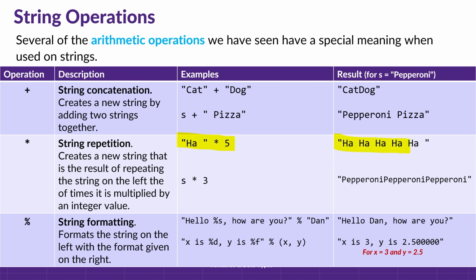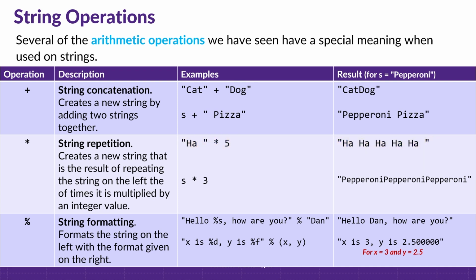So in this example, the string contains the characters h, a, and a space, and we're timesing that by 5 to create a new string with the text h, a, space repeated 5 times, or ha ha ha ha ha. This also works for strings stored in variables, such as with the pepperoni example shown here. So if s stores the text pepperoni, timesing that by 3, we would get pepperoni, pepperoni, pepperoni.